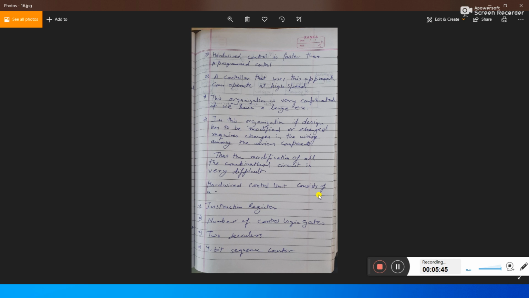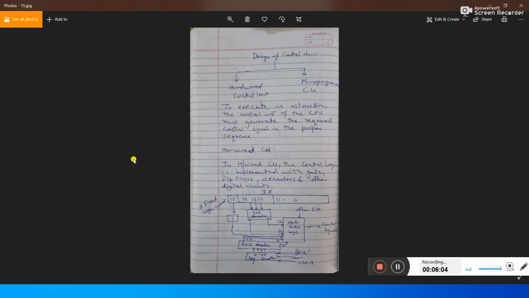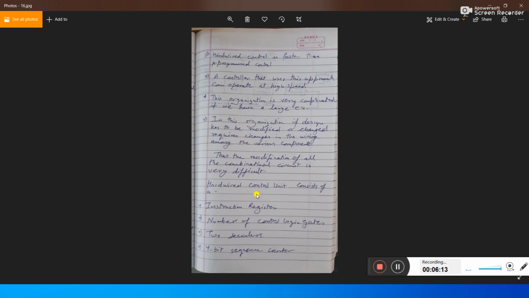Hardwired control consists of 4 parts: the instruction register, a number of control logic gates, 2 decoders, and a 4-bit sequencer. If it is asked in the examination what hardwired control is, you can provide an example of these 4 things, and you have to make the block diagram of this type of circuit as an example of the hardwired control unit.